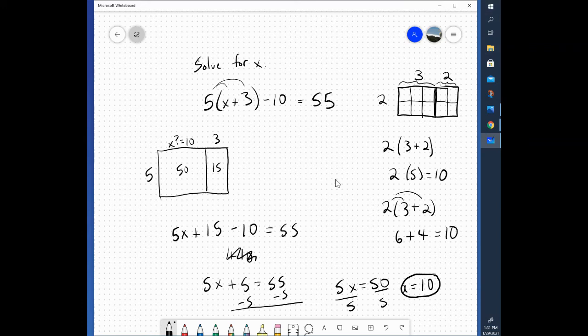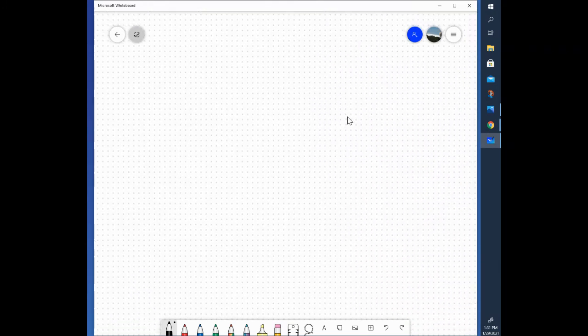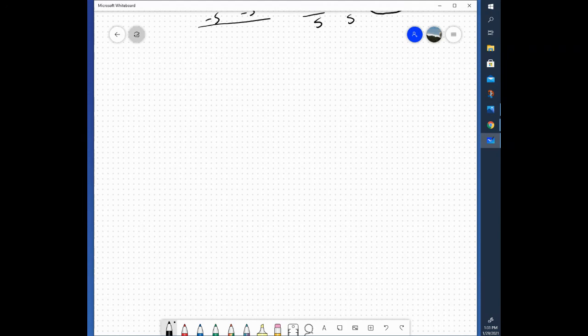So let me just move this up a little bit. And let's look at one that asks us to solve for y. So here it says solve for y. And we're given the equation 10 plus 2 times (y minus 3) equals 40. And I would encourage you to pause the video right now and just try it out yourself, and then see if you get the same answer. So pause your video.